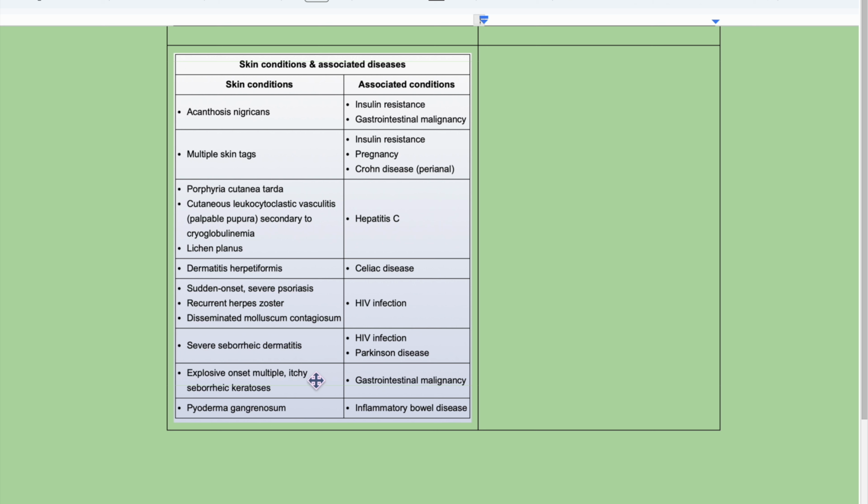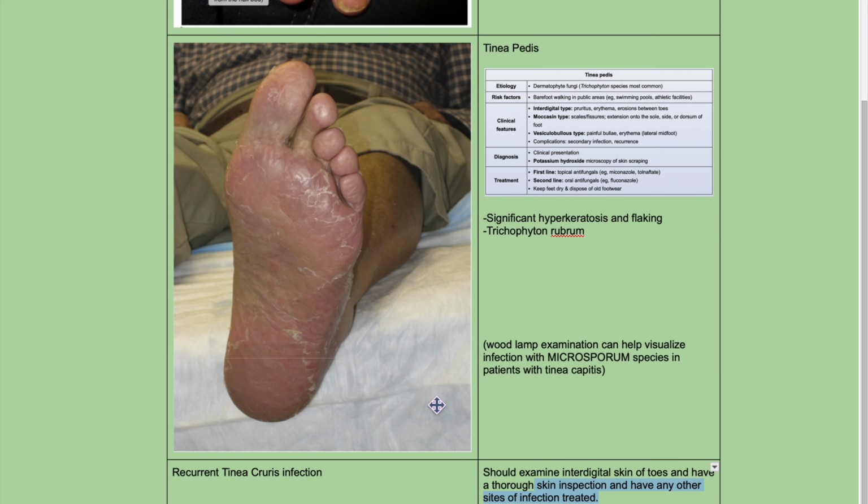Explosive onset multiple itchy seborrheic keratosis, gastrointestinal malignancy is what it's associated with. So seborrheic keratosis, GI malignancy. Pyoderma gangrenosum, inflammatory bowel disease. Okay, and that's it.